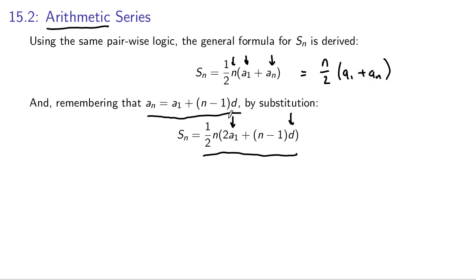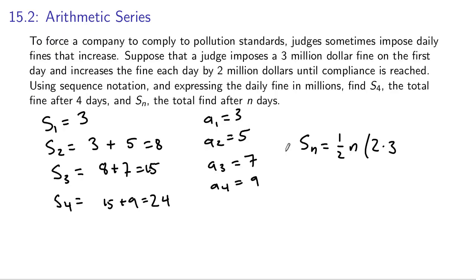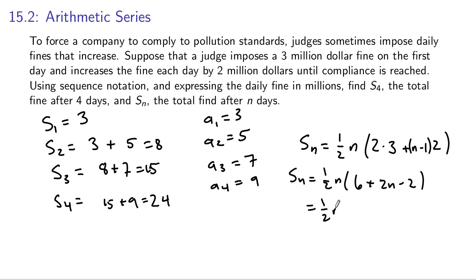Going back to this formula here, plus n minus 1 times the distance between. So it grows by 2 million each day. Okay, so then we can get a formula using some simplification. 6 plus 2n minus 2 by multiplying the 2 here. 1/2 n times 4 plus 2n.